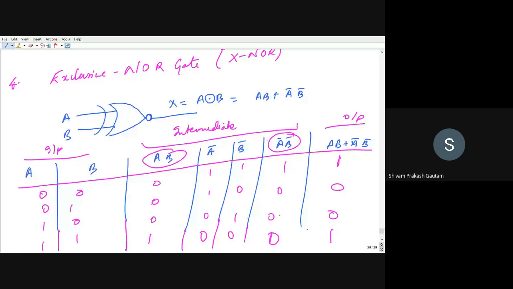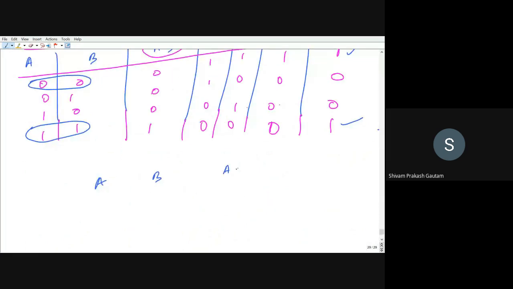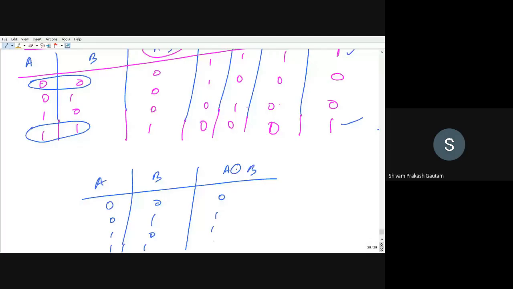So here, if you are having the same input, then the output will be 1. If you are having different inputs, the output will be 0. This is just the opposite of XOR. Okay. If you want to simplify this, I can directly write for XNOR, AB, and the inputs 0 0, 0 1, 1 0, 1 1. The output column will be 1, 0, 0, 1.